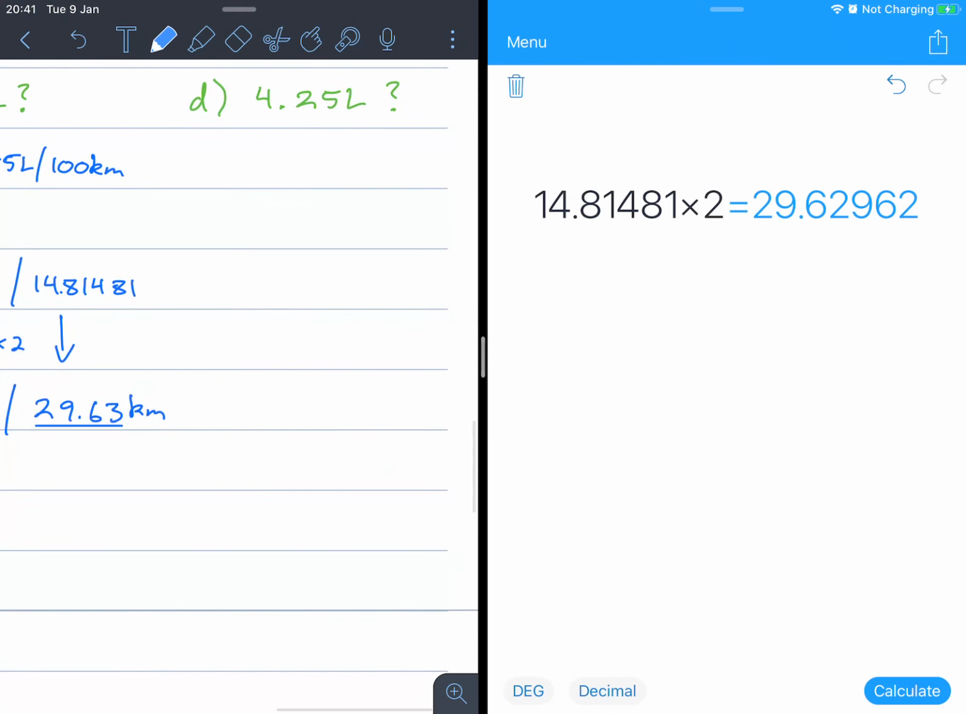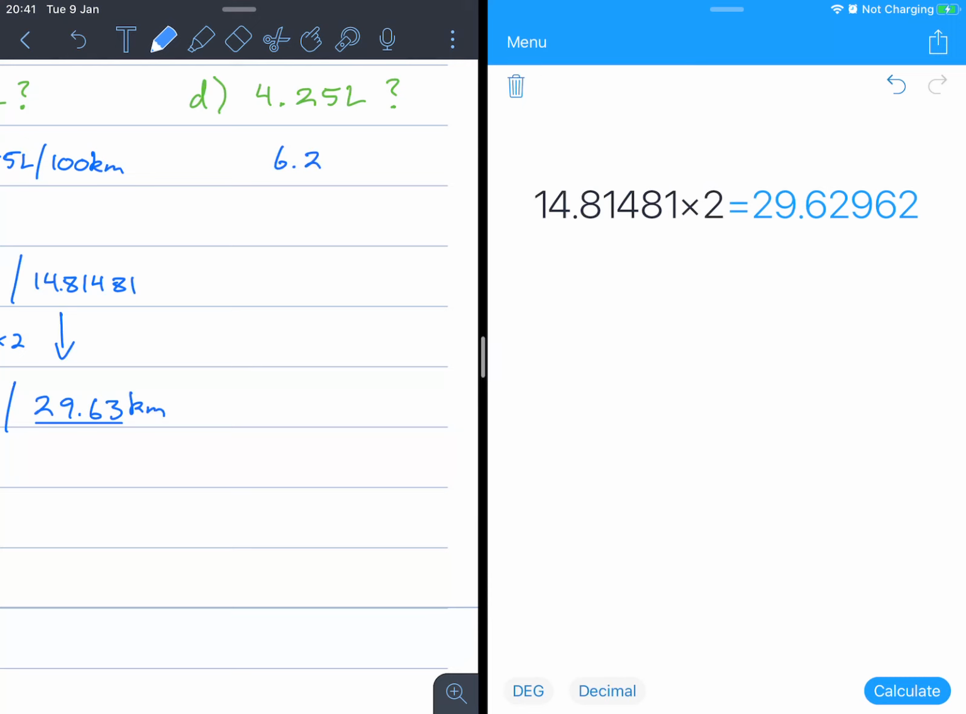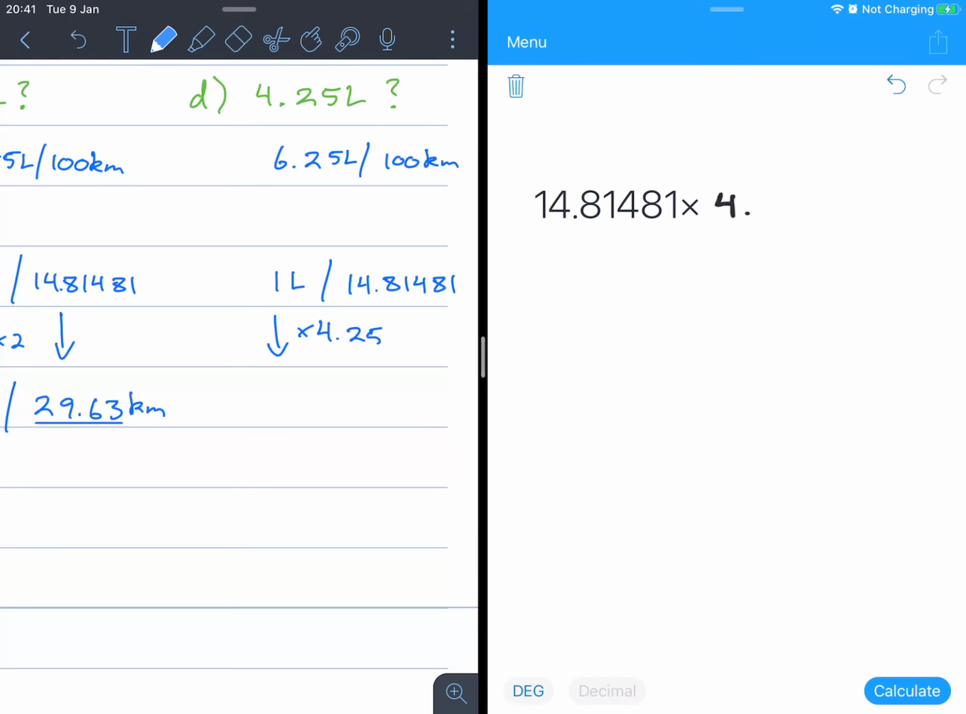And I hope you're seeing the similarities in all these examples. So 6.25 liters per 100 kilometers. We already know that 1 liter is 14.81481. We're going to multiply this by 4.25. So instead of 2 times 4.25. So 4.25 liters gets us 62.96 kilometers.